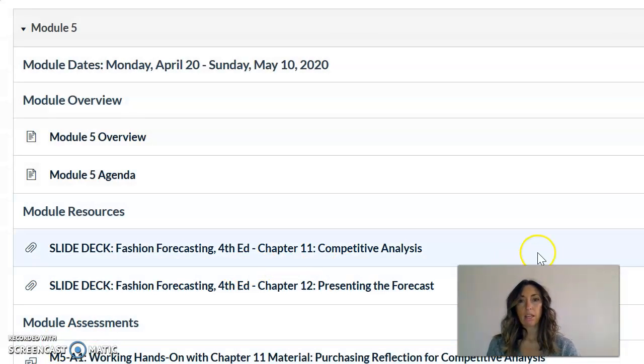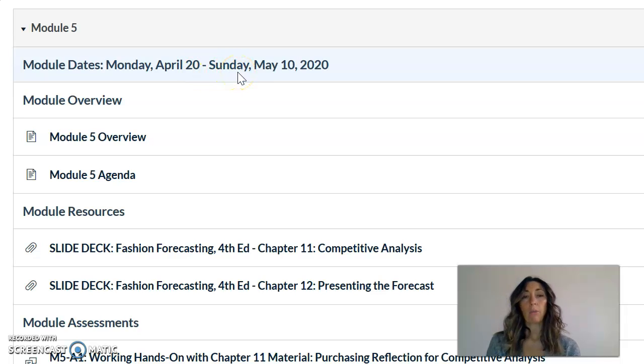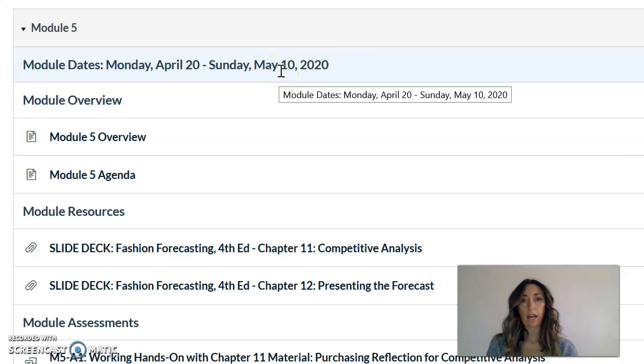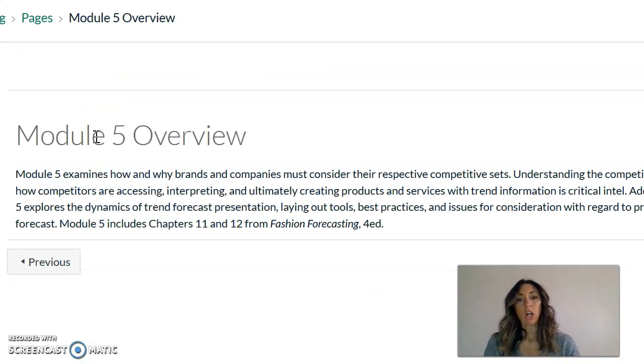So here we are in Module 5, as you can see. We have some basic information up at the top here. The module, as I mentioned, started 2 days ago on Monday the 20th, and it will be due on Sunday, May 10th at 11:59. Some overview information here. Module 5 covers Chapter 11 and Chapter 12.